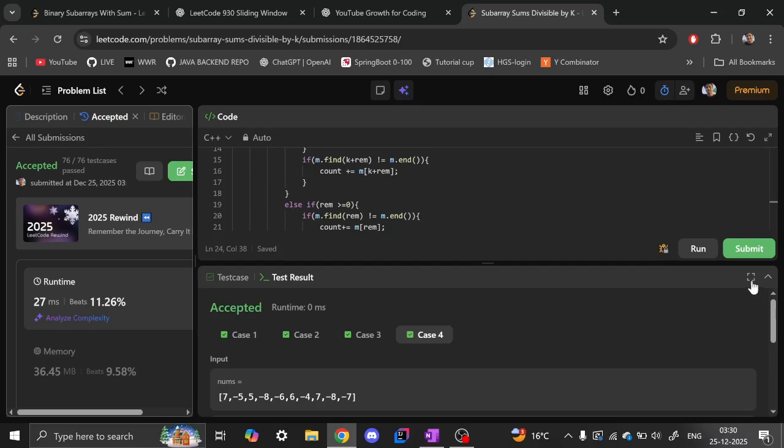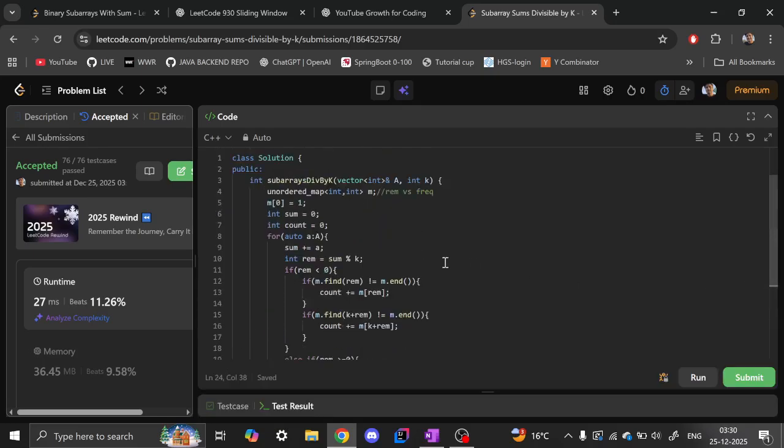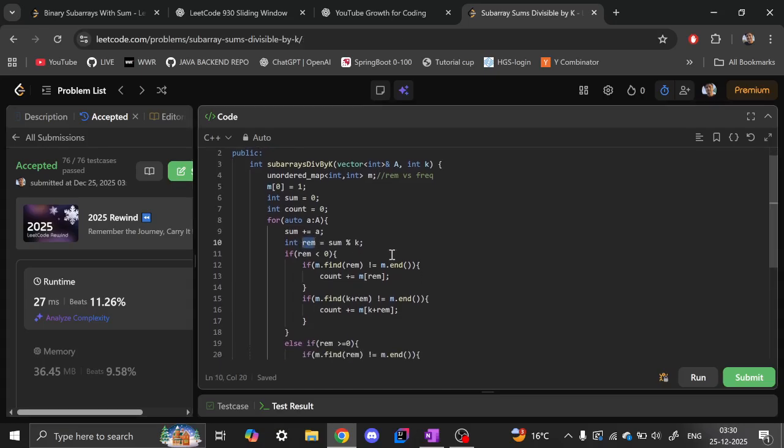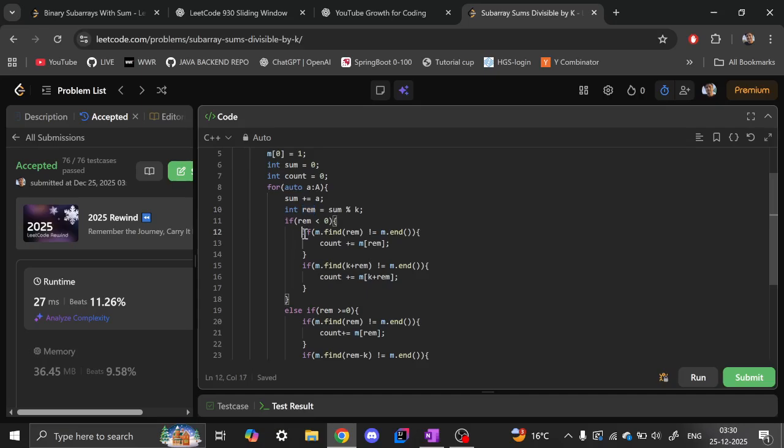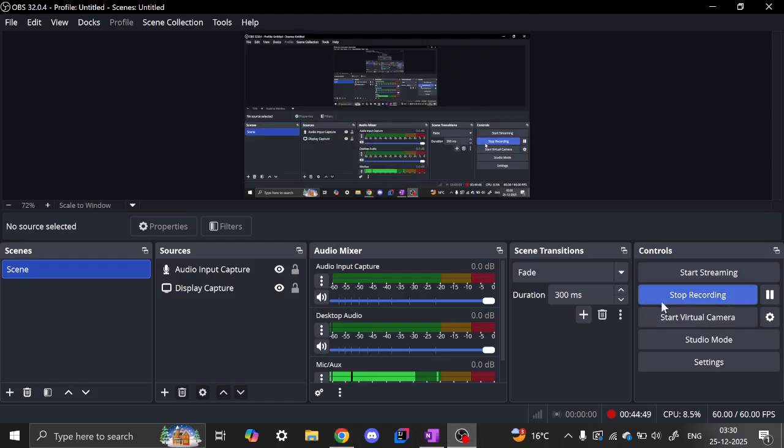Perfect, right? So we have seen first of all why we actually converted the negative remainder to positive, but then we also saw the need of checking this. I hope this last approach as well as the first approach made sense to you guys.